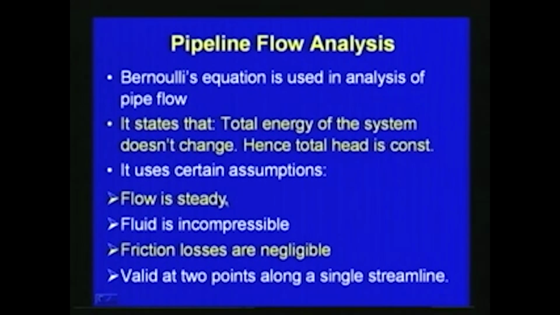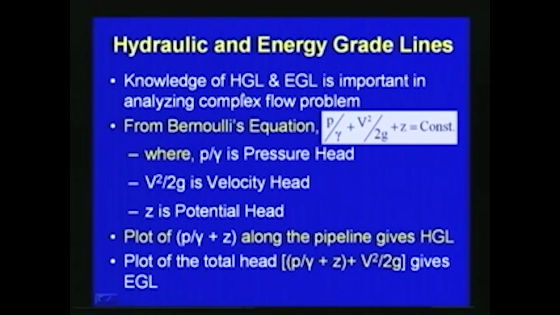Here the Bernoulli's equation is applied using certain assumptions. The assumptions used here are: flow is steady, fluid is incompressible, friction losses are negligible, and it is valid at two points along a single streamline. So, with respect to these assumptions, we use the Bernoulli's equation and then solve the problem.